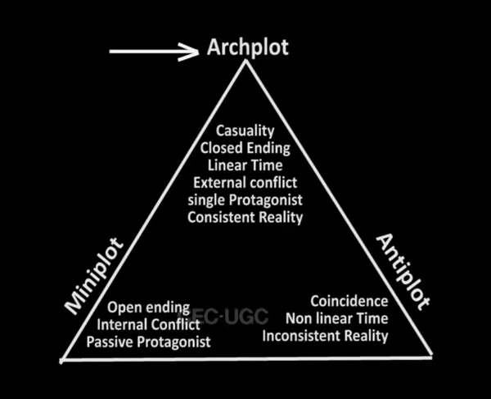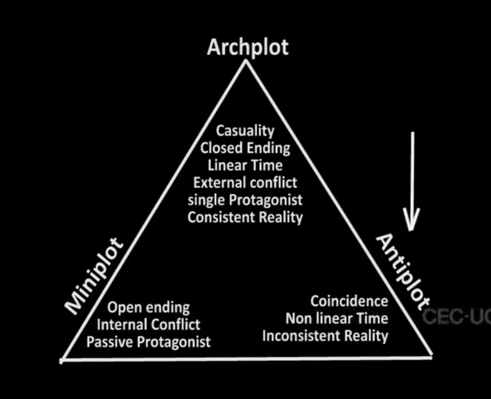At the triangle's other two points are what he terms the mini plot, which is minimalist plots featuring open endings, internal conflicts and multiple or passive protagonists, and the anti-plot, that is an anti-structure plot featuring loose causality, non-linear narration and inconsistent realities. The far corners of the art create a triangle of formal possibilities that maps the universe of stories.